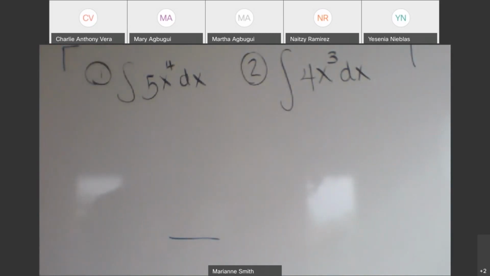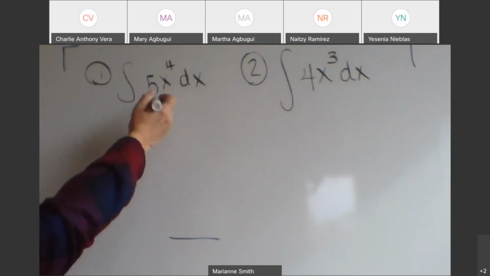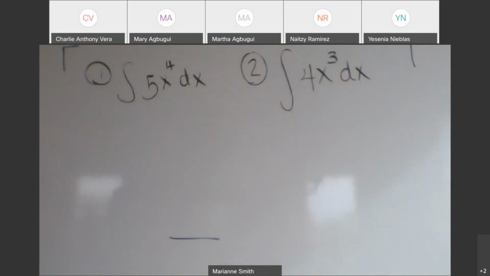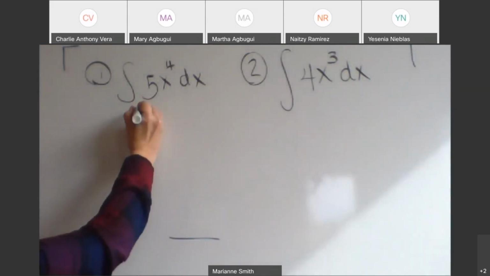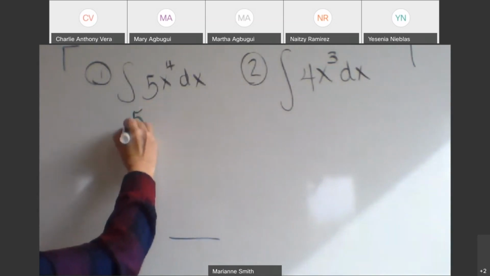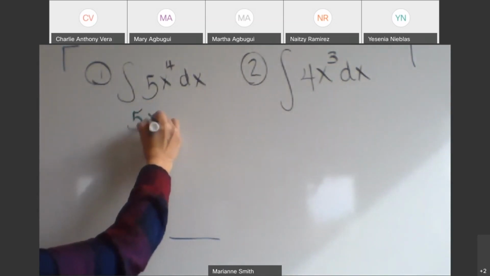Okay, let's take a look at these two and walk through the process. Let's do the first one over here. According to the process for using the power rule, which I'm going to use on a polynomial, just like I would use the power rule for differentiation on a polynomial, I'm going to start out by taking this term and adding 1 to the exponent.